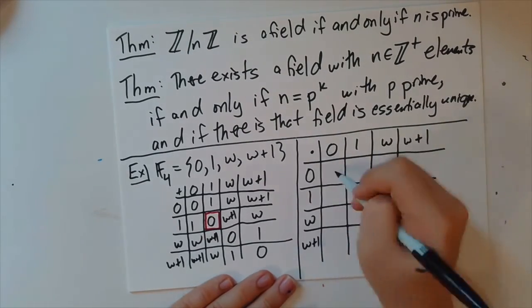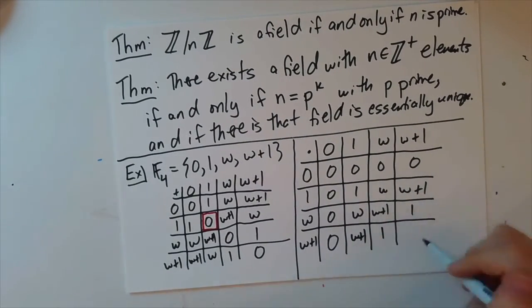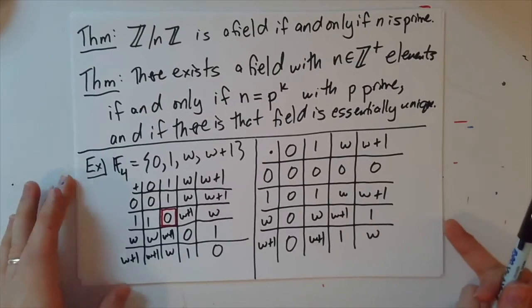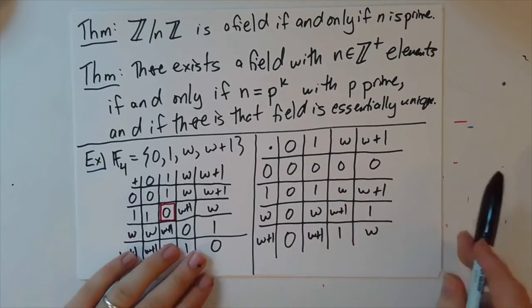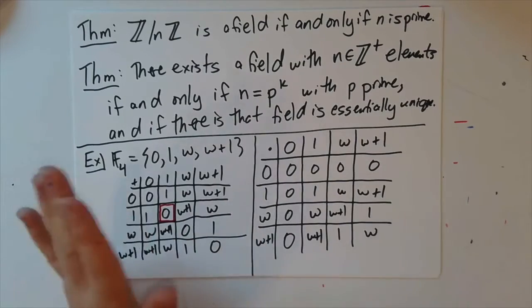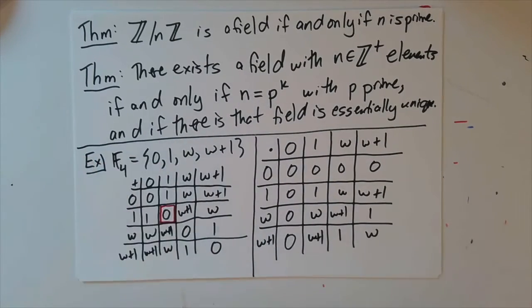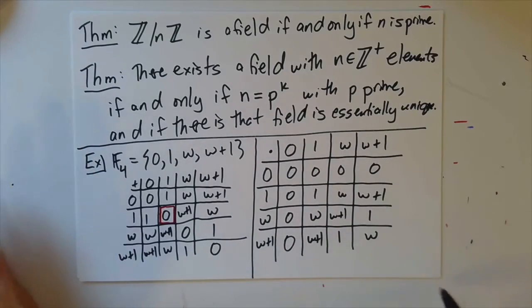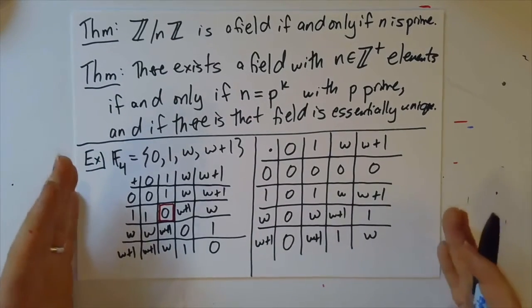Okay, and then we have to do multiplication. Here's our table for multiplication. This one is definitely much more mysterious if you've not seen this before, because I have things like omega times omega plus 1 works out to be 1, which is probably not exactly what you would expect. But anyway, this gives you some idea as to what's going on.